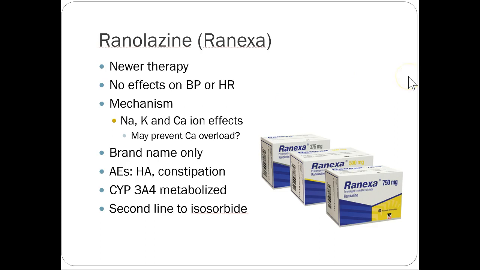There's a newer therapy called ranolazine or Ranexa, which has no effects on blood pressure or heart rate. Its mechanism is sodium, potassium, and calcium ion effects in the cardiac myocyte. It may prevent calcium overload, potentially, so the heart's not working as hard, and it relieves angina that way. It is brand name only. It is kind of expensive, and it's a second line. Most people do well on isosorbide, so you don't really need to give this medication to the general public. But I do see it prescribed occasionally. It is a second line option.